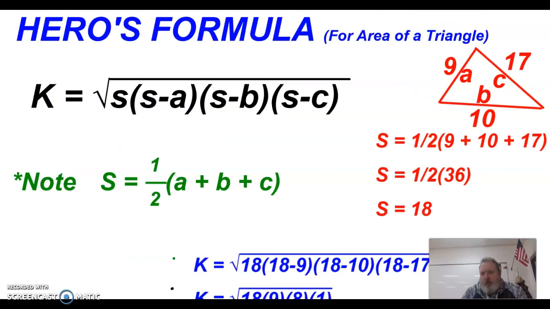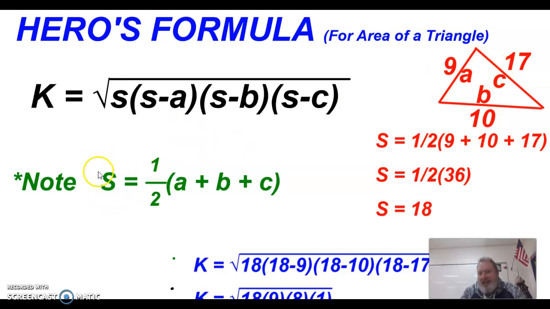Okay, Hero's formula. This is another formula for finding the area of a triangle. And basically, what we're going to do here is use this formula. So we have S minus A, S minus B, S minus C. We take the square root of that whole mess. K for area. The reason they use K is because we have angle A, so they don't want to get you confused between the area of the triangle and angle A.